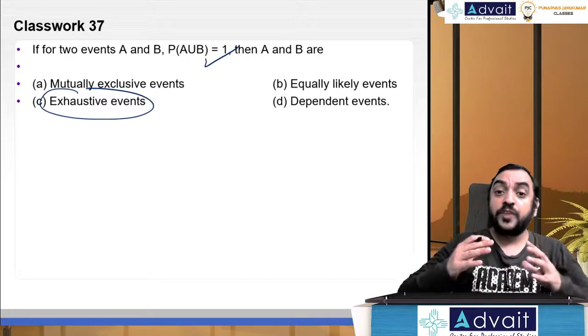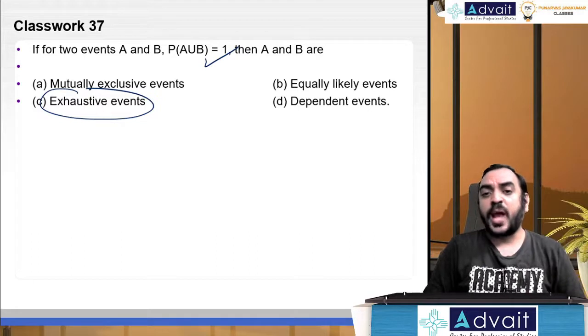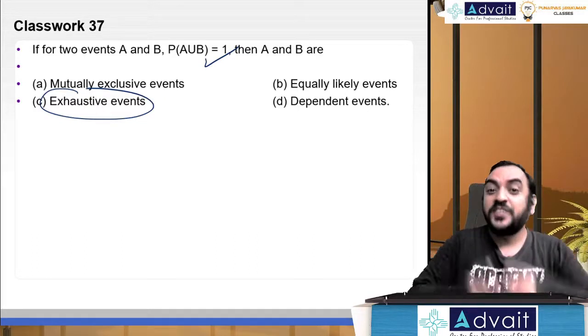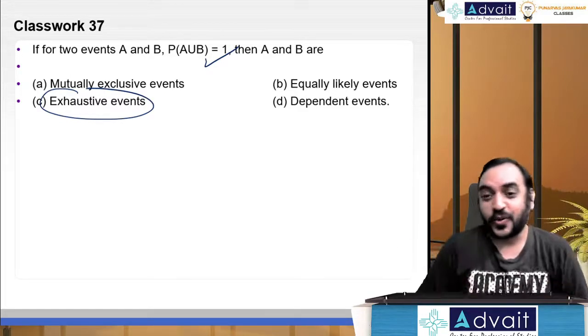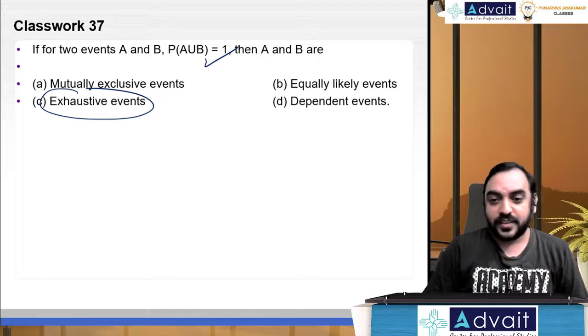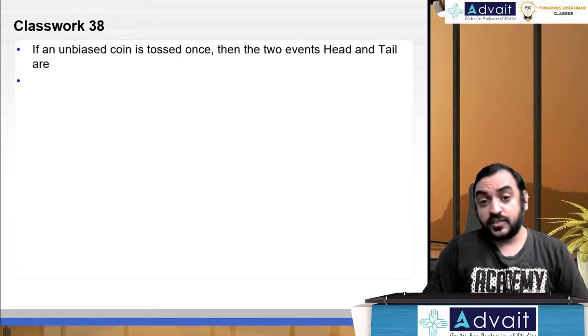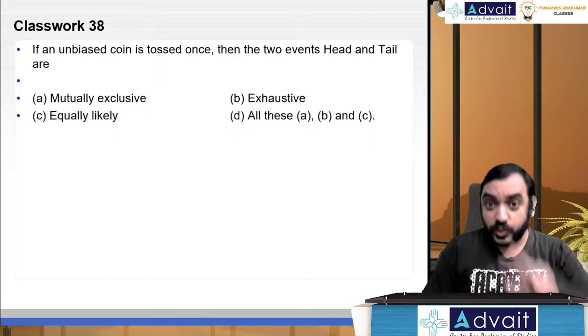So when one of the events has to occur, if somebody asks, what do you think will happen in the exam? Either I will pass or I will fail. One of them will happen for sure. Exhaustive events, and their probability is 1. Okay. Next. If an unbiased coin is tossed once, then the two events, head and tail, are mutually exclusive.